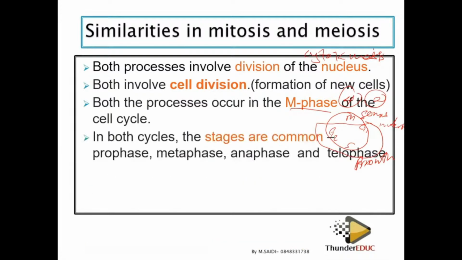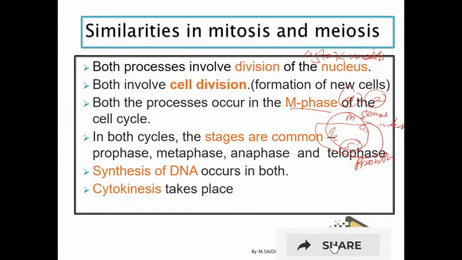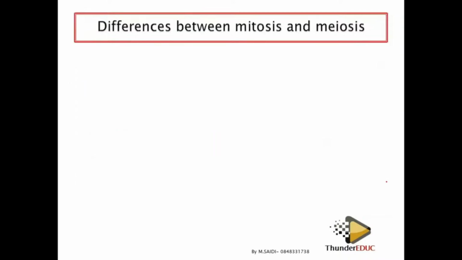All right. In both cell cycles, the stages are common. You have prophase, metaphase, anaphase, and telophase, both in meiosis and in mitosis. There is synthesis of DNA in both. You find the synthesis of DNA in interphase, in the S phase, which you call synthesis. That's where the organelles and DNA are being synthesized. Cytokinesis, division of the cytoplasm. Yes, cytokinesis occurs in both.